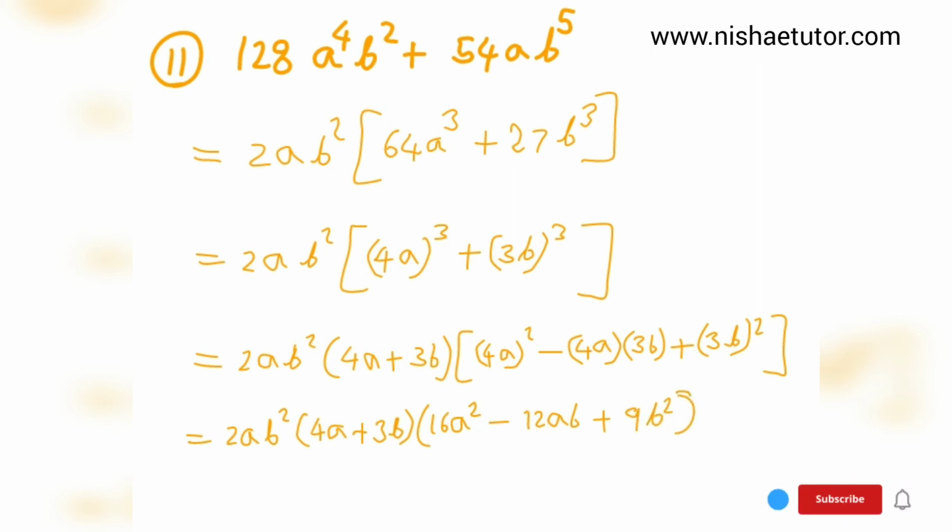Okay, so we solved 11 questions here. I hope you are getting how to solve factoring with special products formulas and how to apply and how to recognize them.